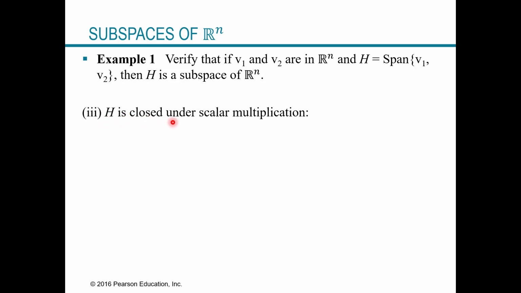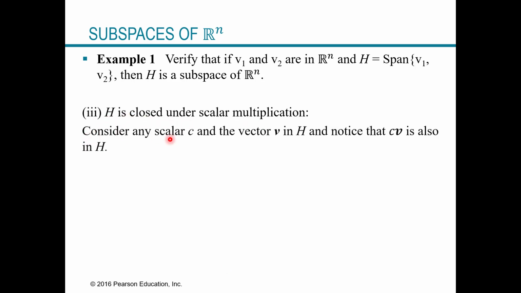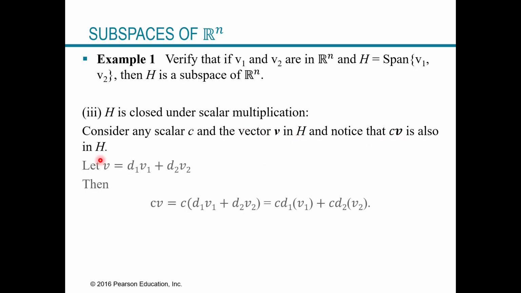Okay, last property to verify for this one. H is in fact also closed under scalar multiplication. Let's see why. Just consider any scalar, we'll call it C, and then any vector v in our set H, and notice that when we multiply C times v, we're going to stay in H. Okay, so here's our vector v.